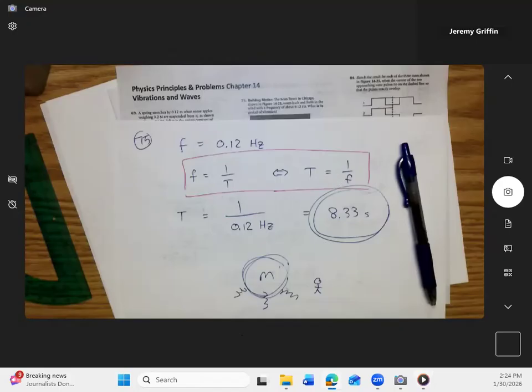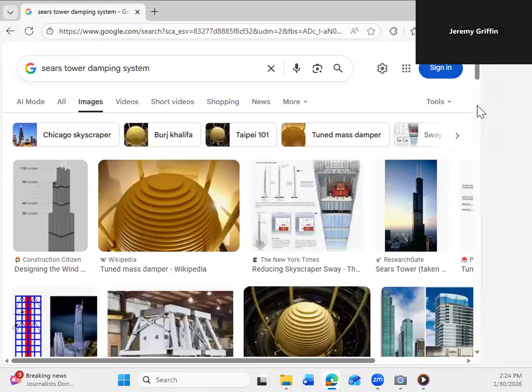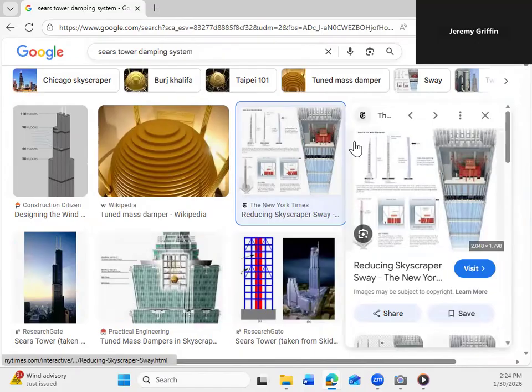Okay. Here, I'm going to Google Sears Tower damping system. Let's see if I get a picture here. Actually, here it is. Okay, so I just Googled Sears Tower damping system. Yeah, this is what they look like in general. So that's probably the one in Sears Tower, I suppose. Tuned mass damper. Yeah, that's what they call it. Here's Sears Tower. Nice picture. All right, put that in the top of your building. A little bonus right there.